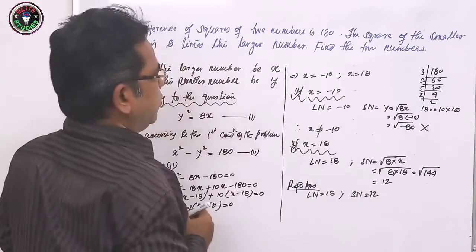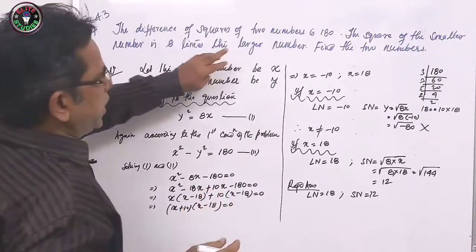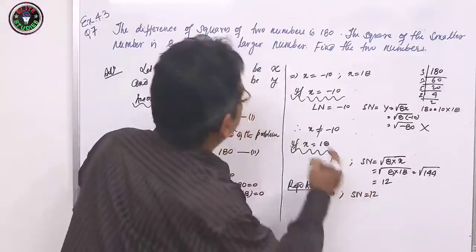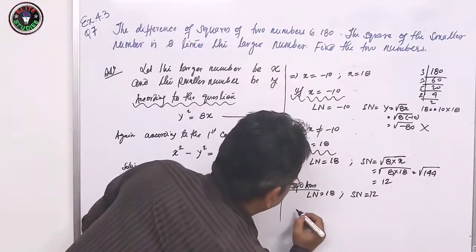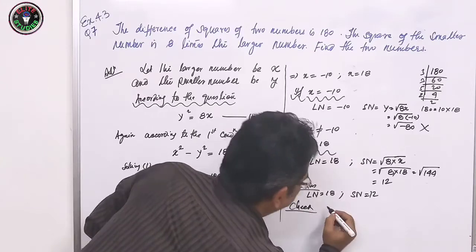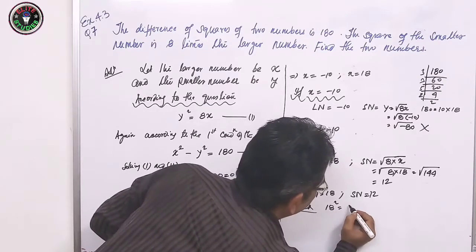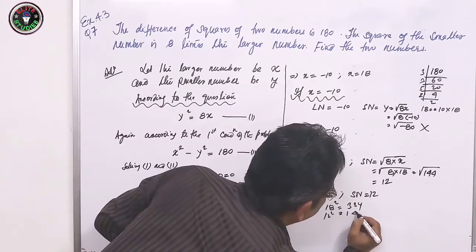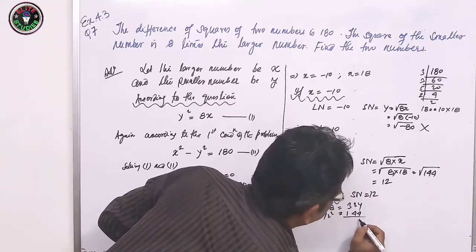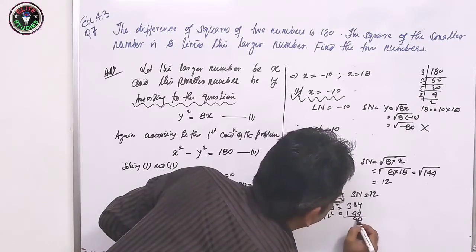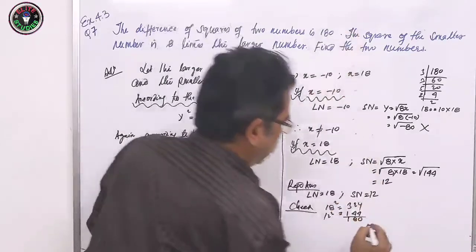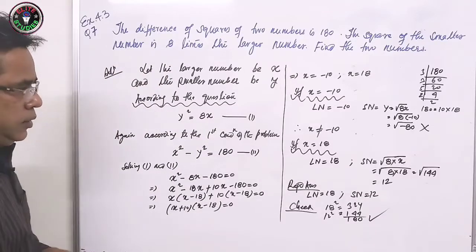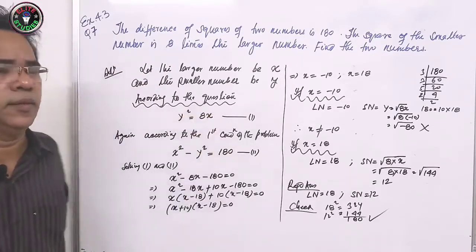Okay students, now you can check it. How to check it? The difference of the squares of the two numbers is 180. Difference of squares: 18 square is equal to 324 and 12 square is equal to 144. If you subtract it, 324 minus 144, you will get 180. So our answer is correct. Please take the screenshot.